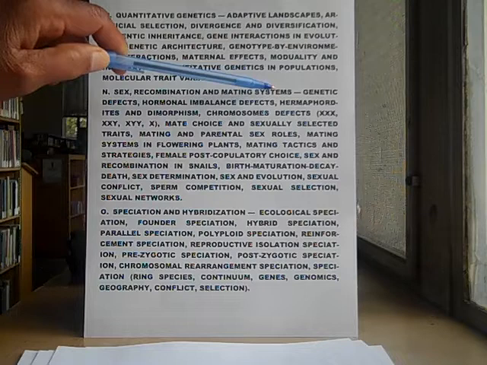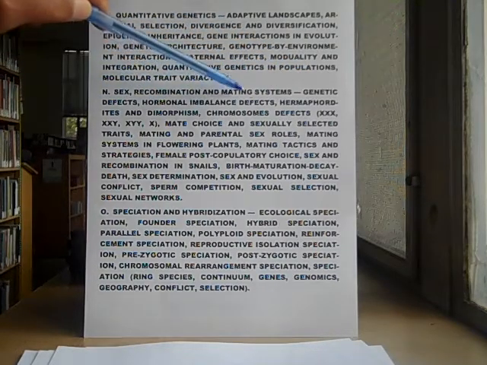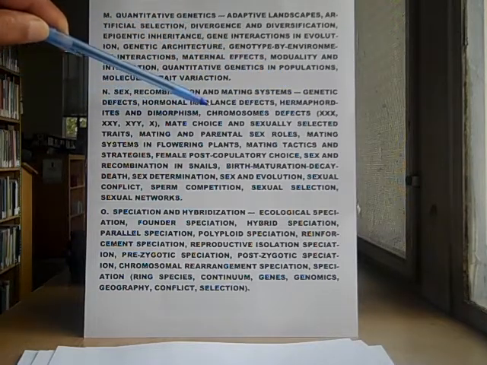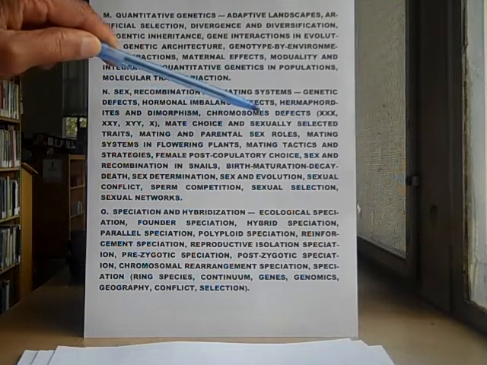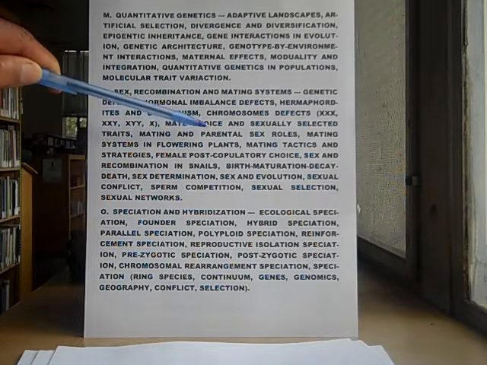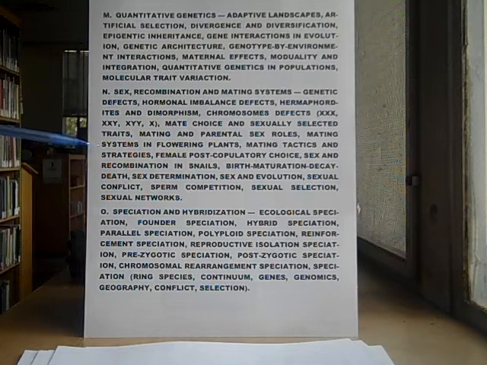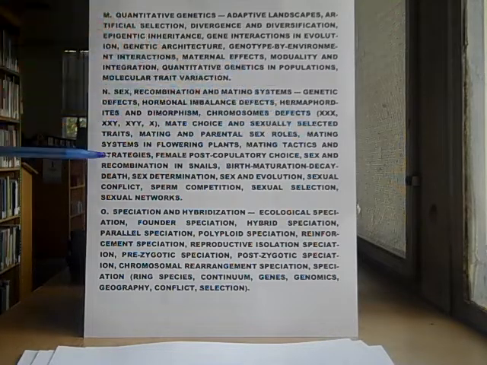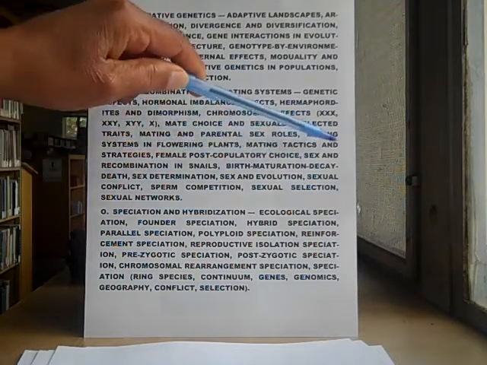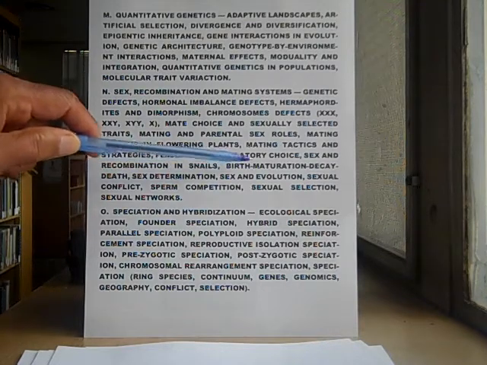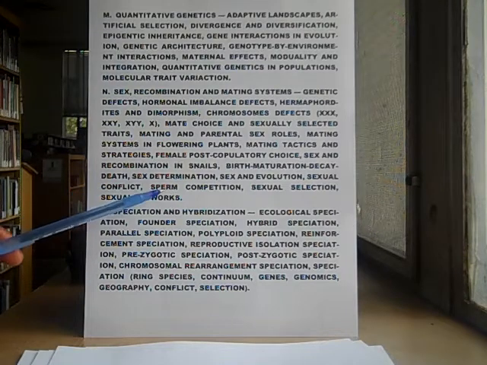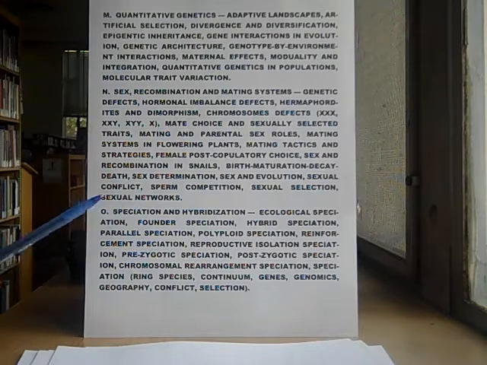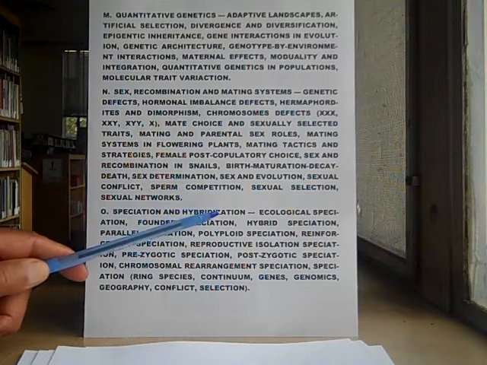Sex, recombination, and mating systems. This includes genetic defects, hormonal imbalance defects, hermaphrodites and dimorphism, chromosomal defects such as XXX, XXY, XYY, and X, mate choice and sexually selected traits, mating and parental sex roles, mating systems in flowering plants, mating tactics and strategies, female post-copulatory choice, sex and recombination in snails, birth, maturation, decay, death, sex determination, sex and evolution, sexual conflict, sperm competition, sexual selection, sexual networks. We'll go to O. Speciation and hybridization.